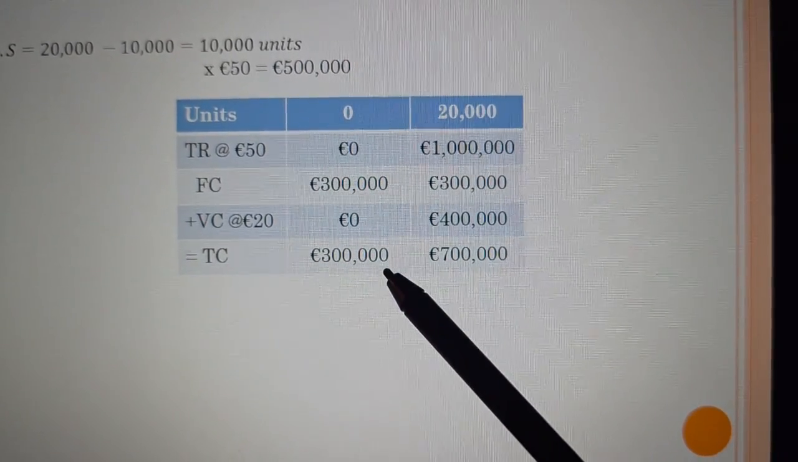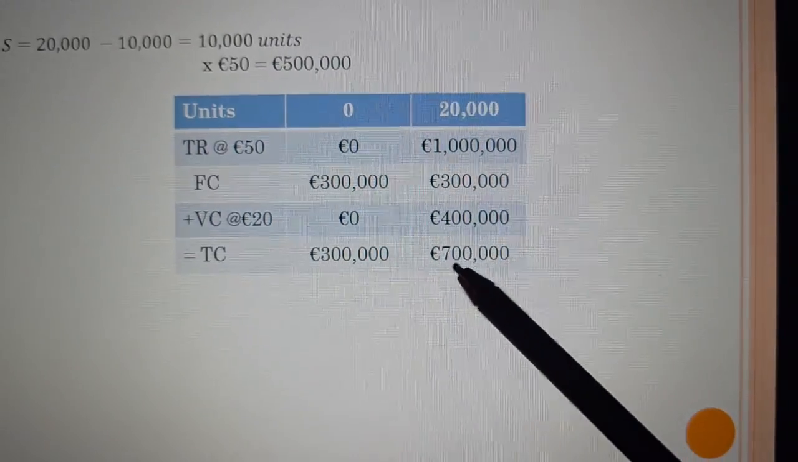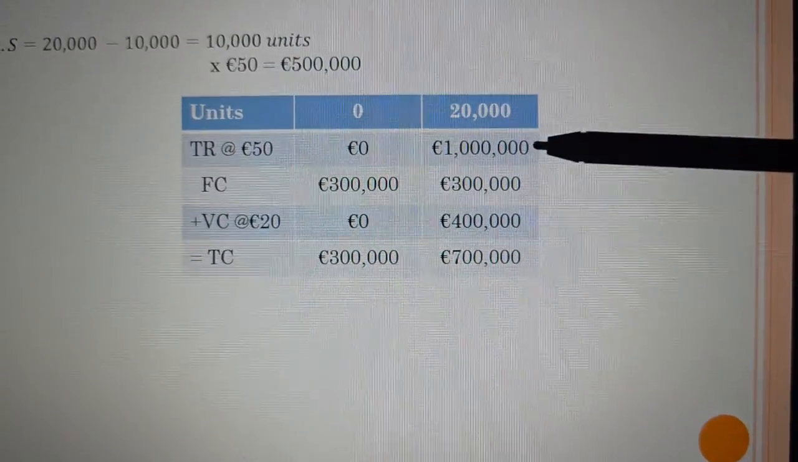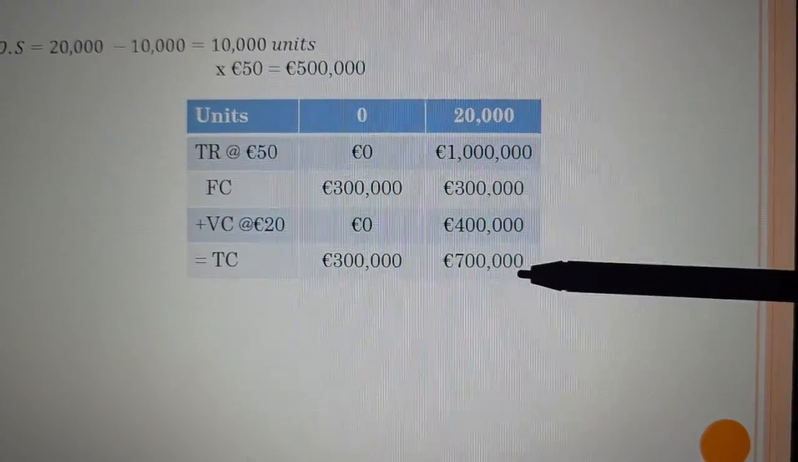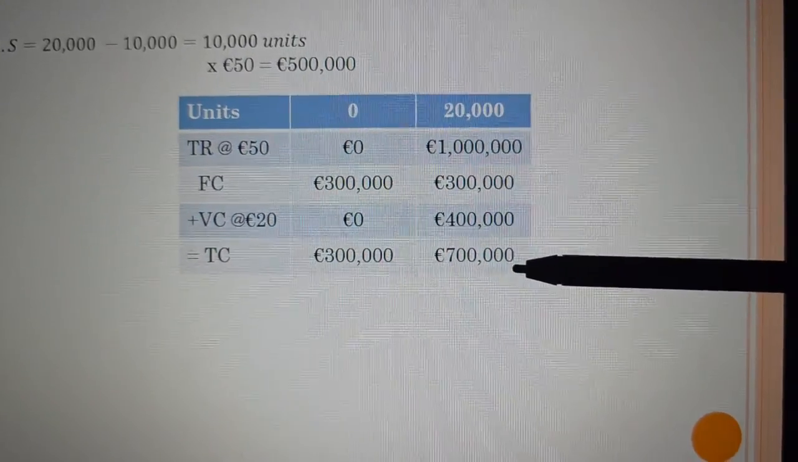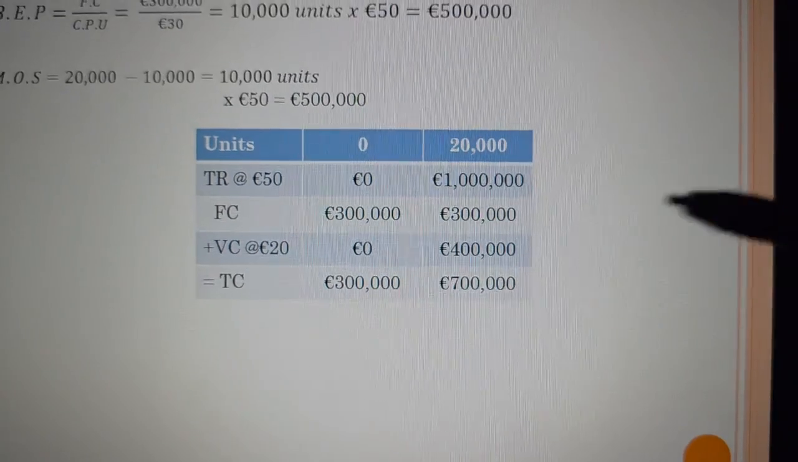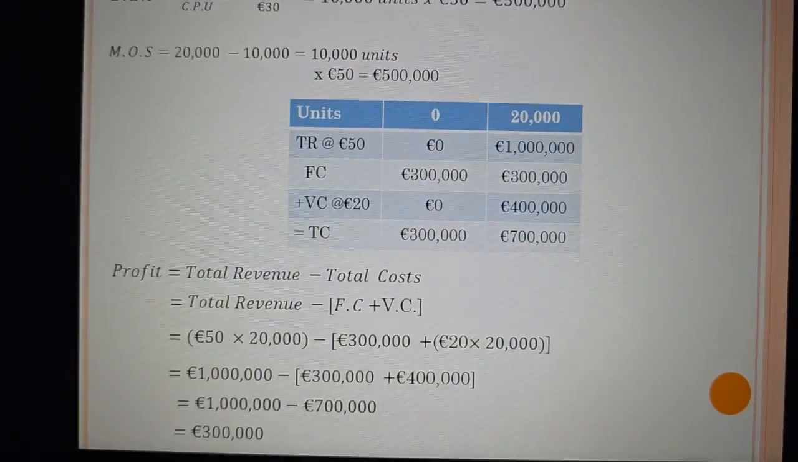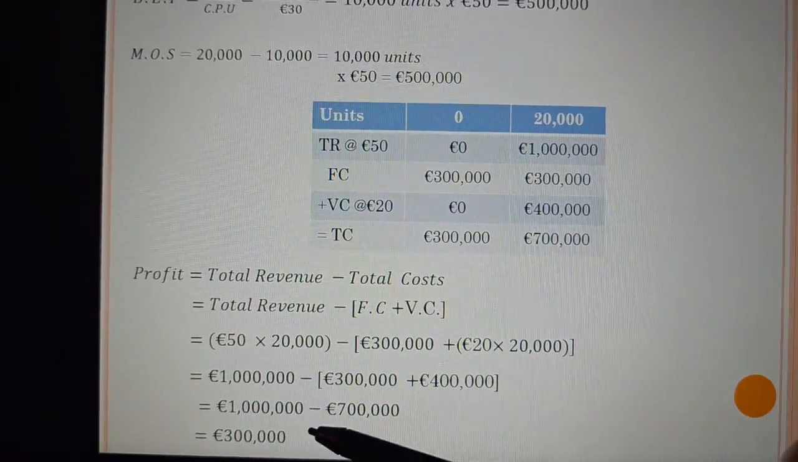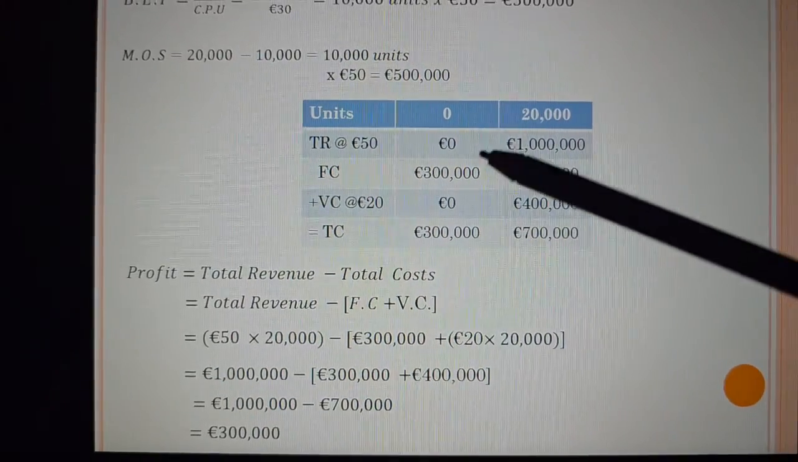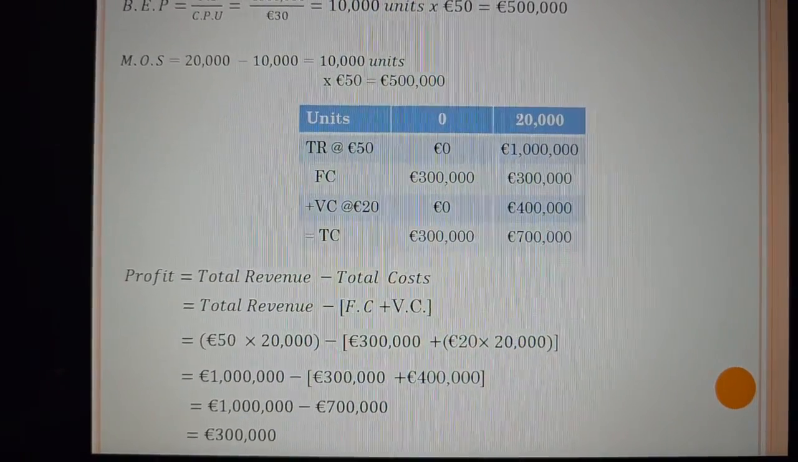Fixed plus variable gives you your total costs. Okay, that means overall profit then, total revenue 1 million, take away your total costs at forecast output. So when I'm producing and selling 20,000 units, my profit will be 300 grand. Okay, now we're going off to plot our points and draw our break-even chart.